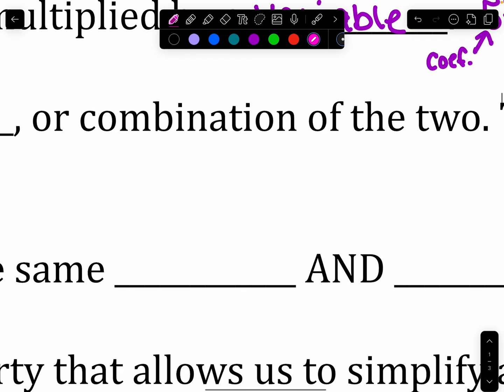So for example, I could say that 5xy squared is considered a term. I've got a 5, which is my coefficient, and then I've got x, which is a variable, and y squared, which is a variable with an exponent. But nothing is being added or subtracted within those three things that I have in there. So this is going to be a single term.